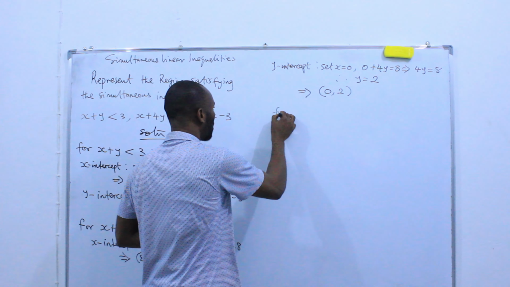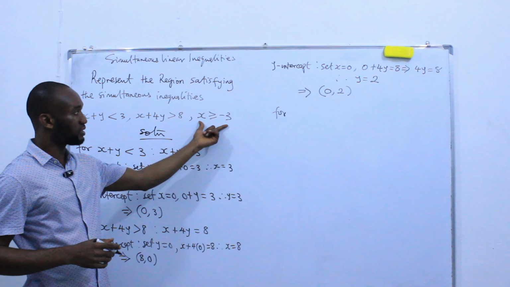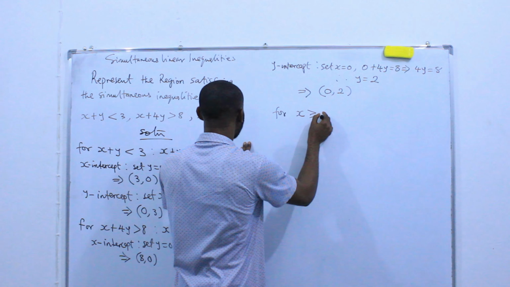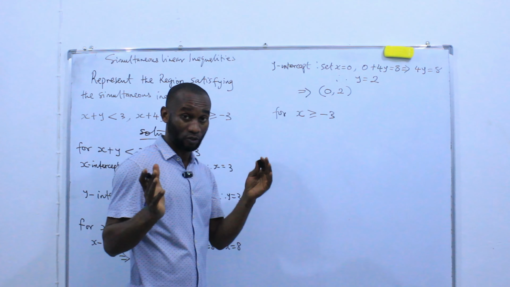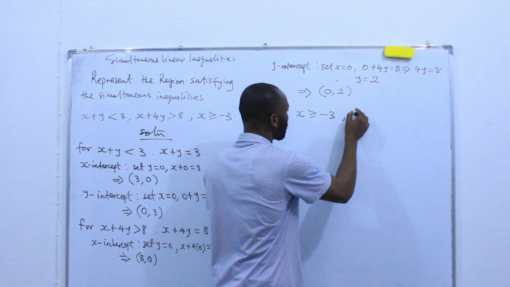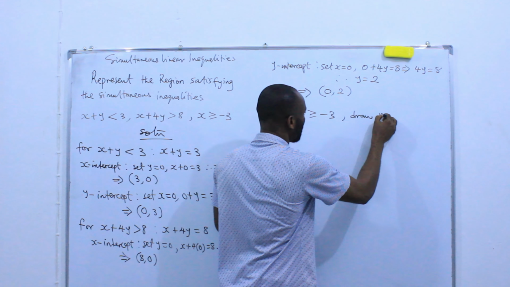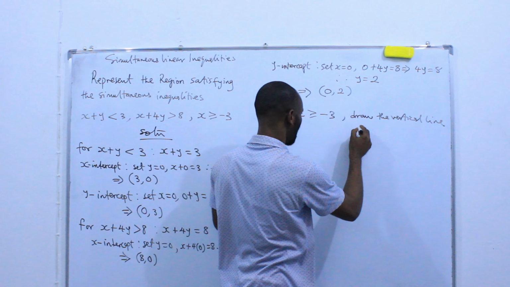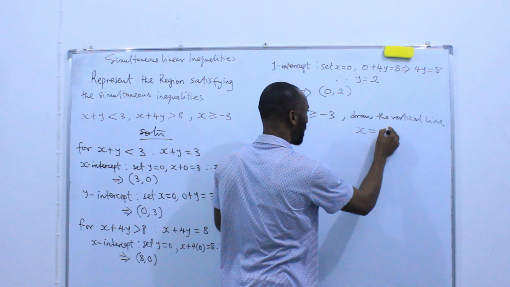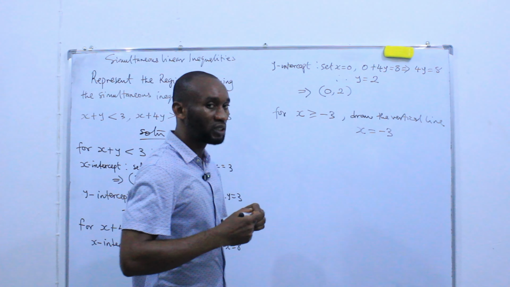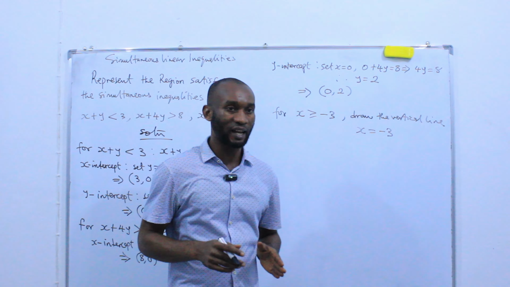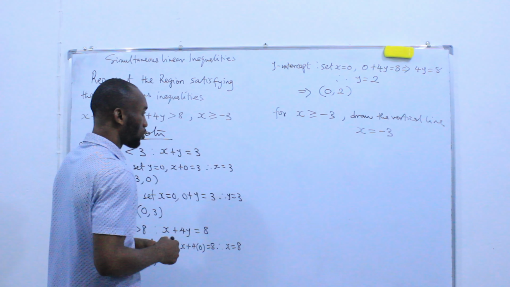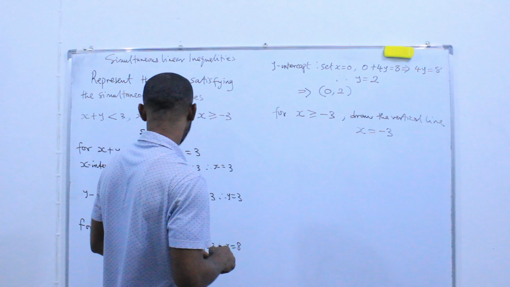And then for the next inequality, x greater than or equal to minus 3, all we need to do is to draw the vertical line x equals minus 3. That will be with an unbroken line, a thick line, because the inequality is not strict. And then we go ahead to graph these lines in the plane.